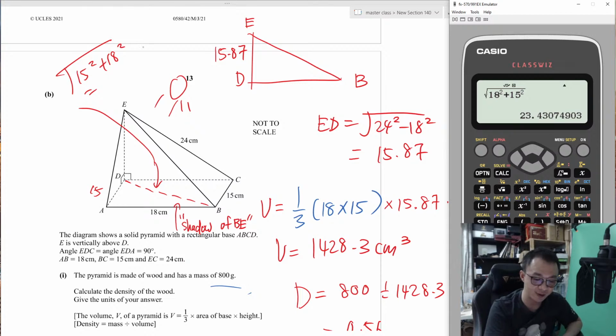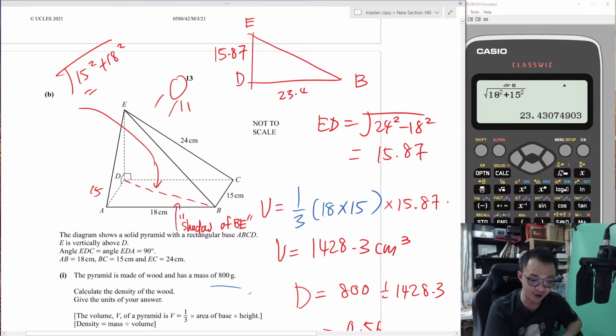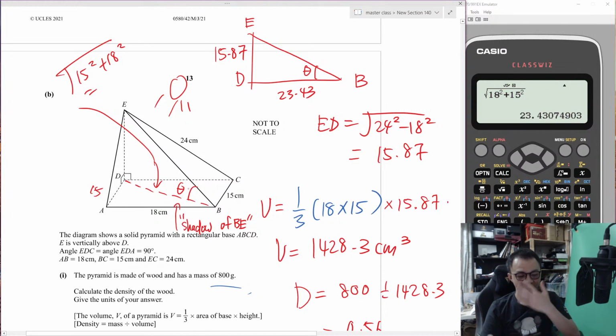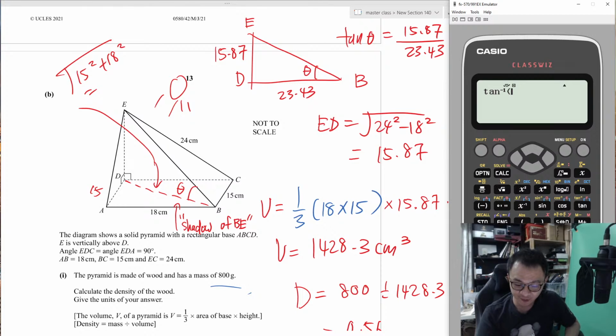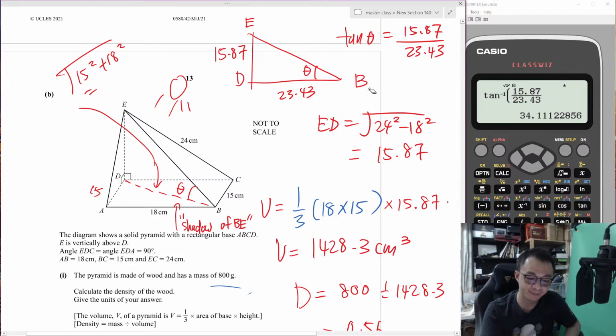So it's 23.43. Alright, then I want to find the angle between them, which is this one. This is the angle between the base and the line EB. So I can use tangent. Tangent theta equals 15.87 over 23.43. So I will do shift tangent of 15.87 over 23.43. So the angle theta will be 34.1 degrees.